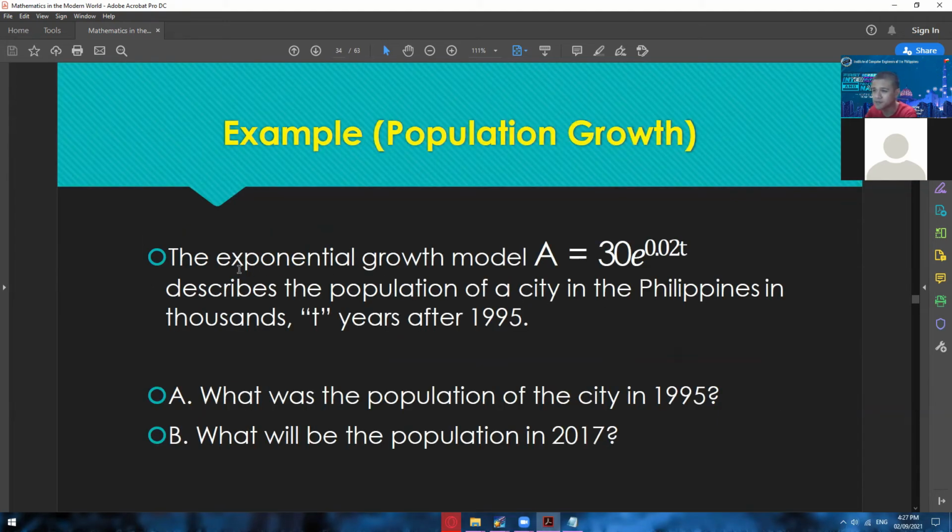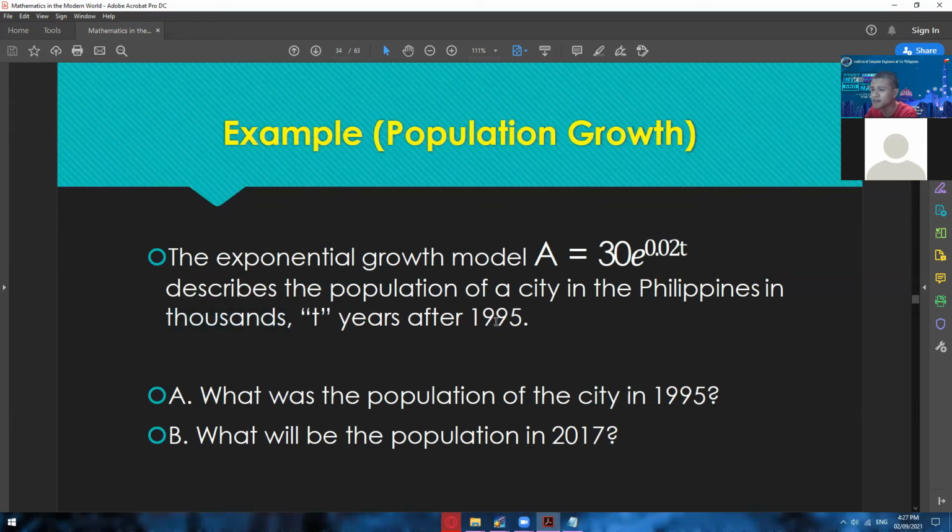This exponential growth model, A is equal to 30 times e raised to 0.02 times t, describes the population of a city in the Philippines in thousands, with t in years after 1995. Take note that this population is in thousands. Meaning this 30 right here, this initial population, this letter P, is actually in thousands. So this one is 30,000. You have to take note of this.